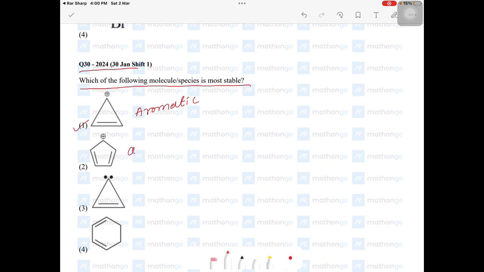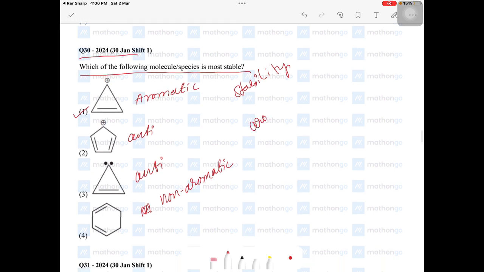So this is anti-aromatic. It is also anti-aromatic. It is non-aromatic. When you take stability, aromatic is more stable than non-aromatic, that is more stable than non-aromatic.